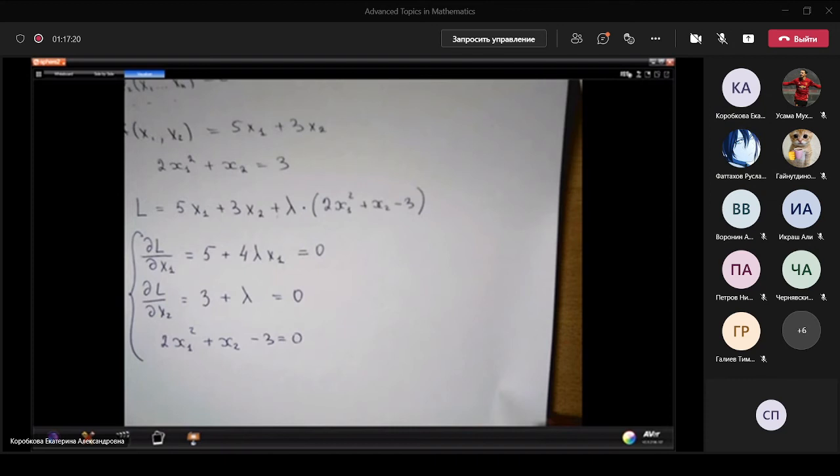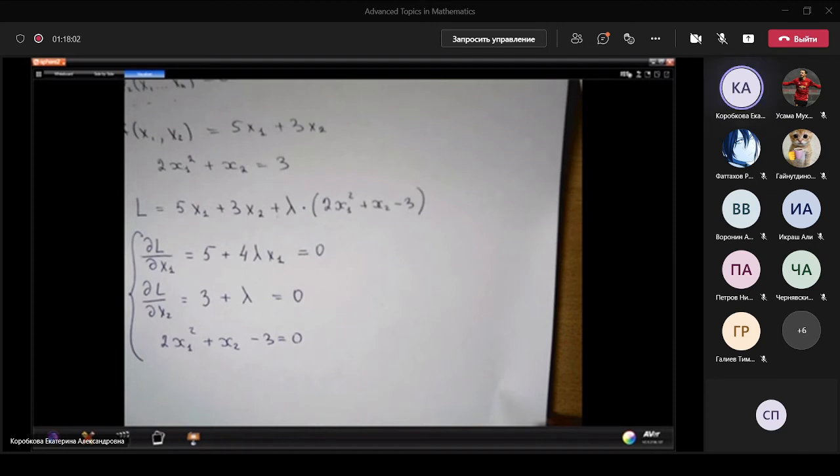And then we should check this point for being the point of minimum, as we have done in our classical analysis. For example, you can find not only one point in this case. It depends on the type of your function and your constraints.